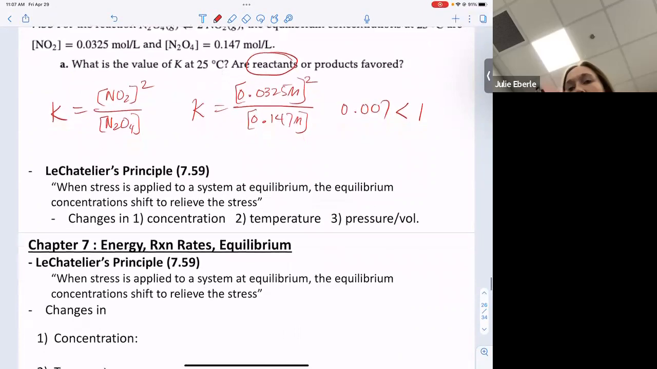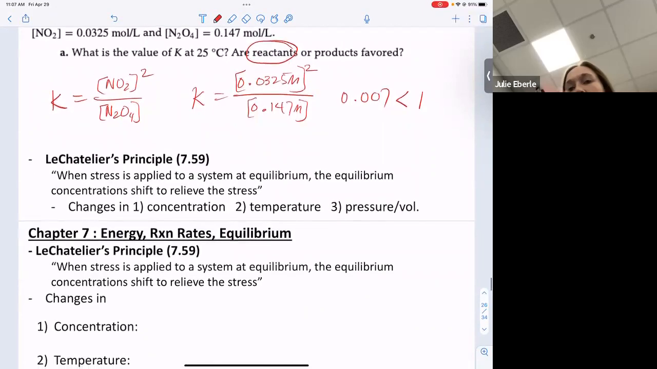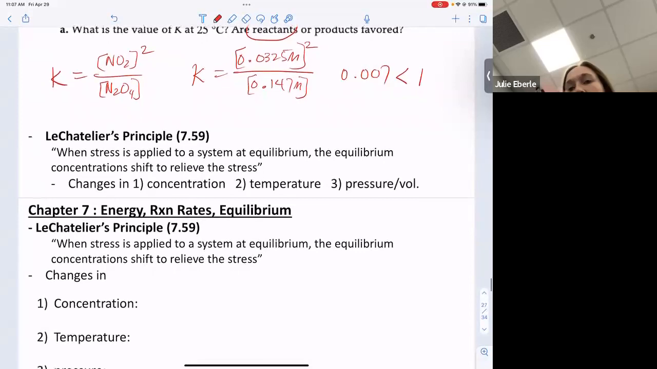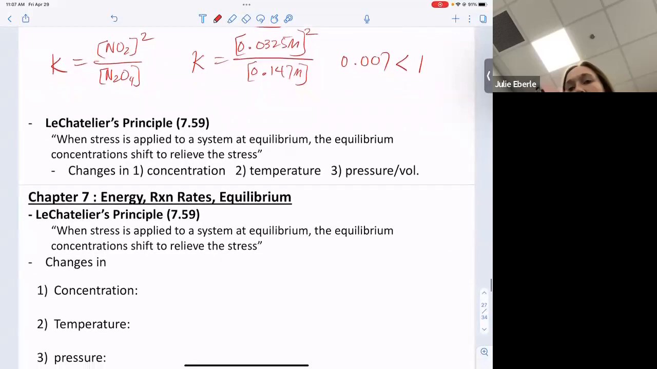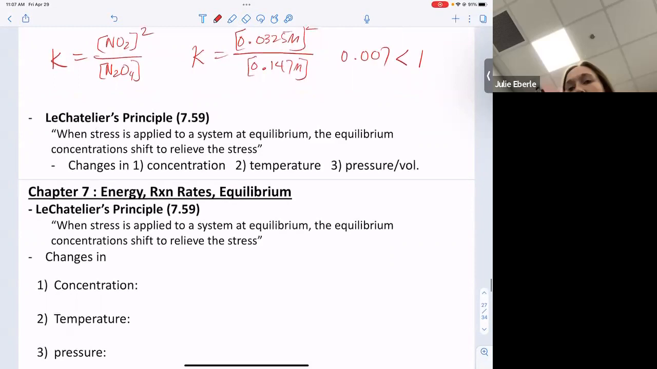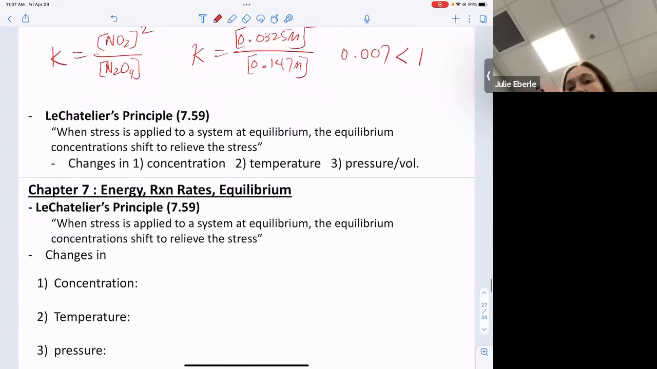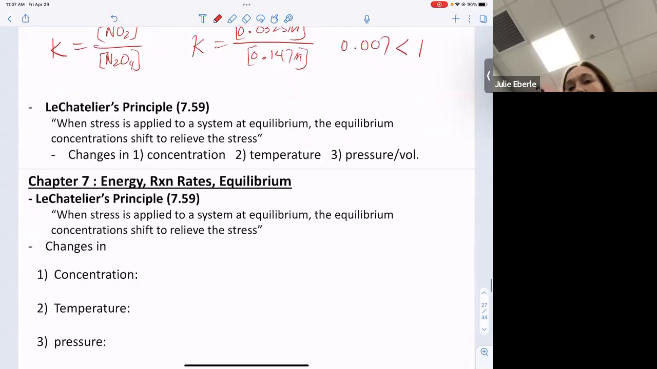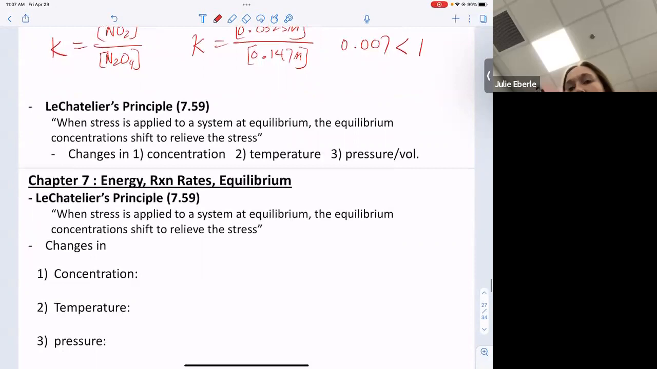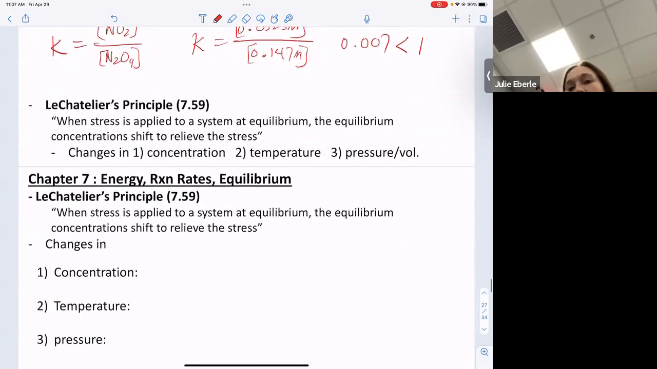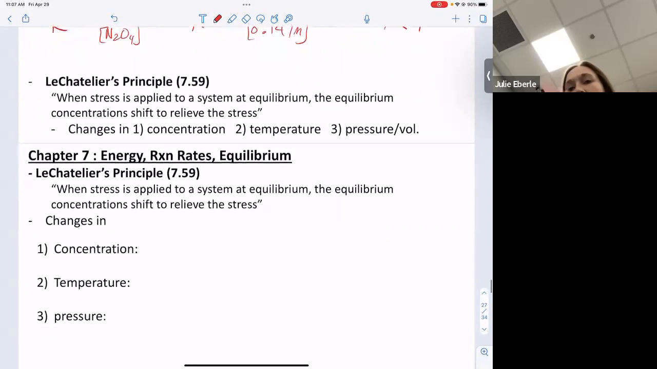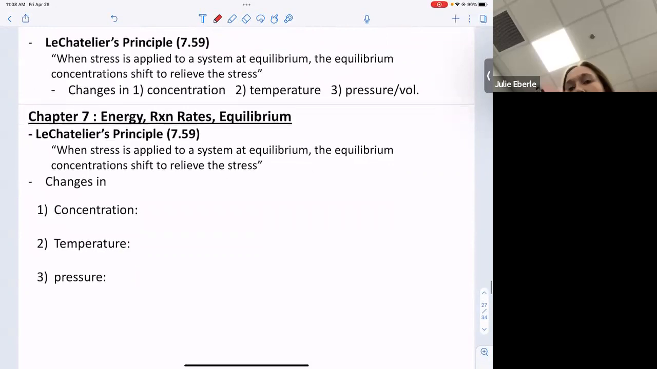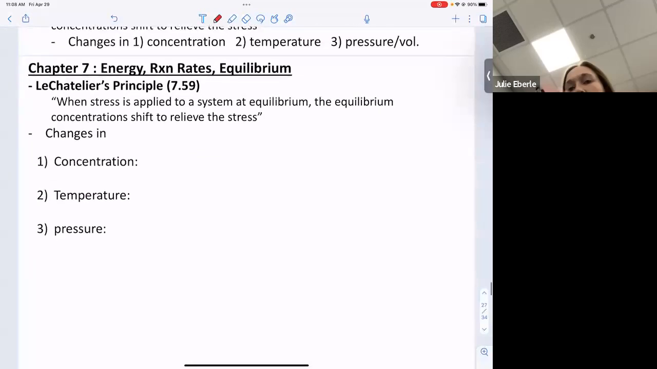The last big topic in chapter 7 was Le Chatelier's principle. Which says when stress is applied to a system at equilibrium, and that stress could be changes in concentration, changes in pressure, changes in temperature, the equilibrium concentration shifts to relieve the stress. They try to reestablish equilibrium by either making reactants or making products. All right. So our changes, like I said, could be changes in concentration, temperature, or pressure and volume. So how do these shift?